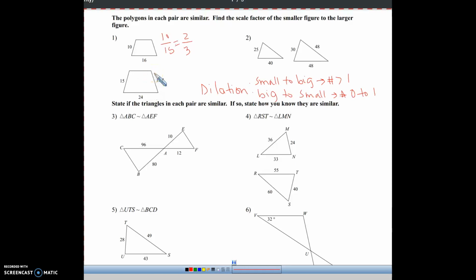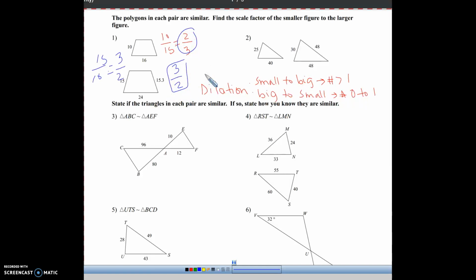All you have to do is take this number here that you got and flip it. So your actual scale factor is 3 over 2. Now, if you would have gone from big to small, the opposite of what this says, 15 over 10, that would have then given you the 3 over 2. Okay, so if it's supposed to be bigger than 1 and you get smaller, all you got to do is flip it to get the correct scale factor.